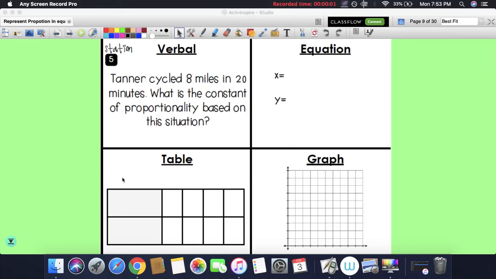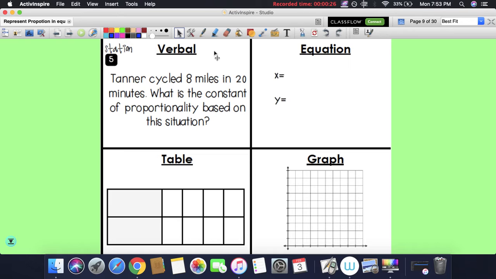Okay, so this is going to be a very short video, but it's just for those of you who had to go home early unexpectedly. So the idea here is to create an equation, a table and a graph from this statement here. So we know that it says 8 miles in 20 minutes. So we want to find our dependent and independent value.